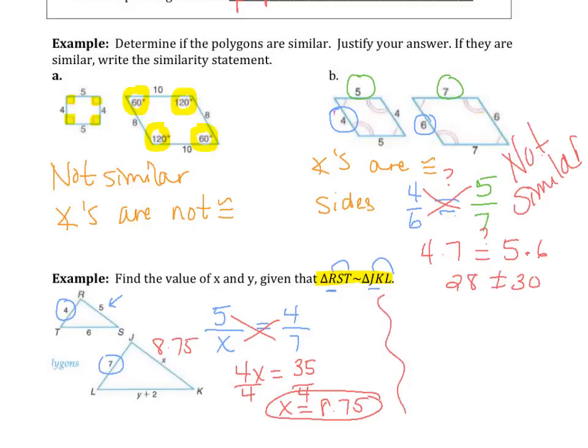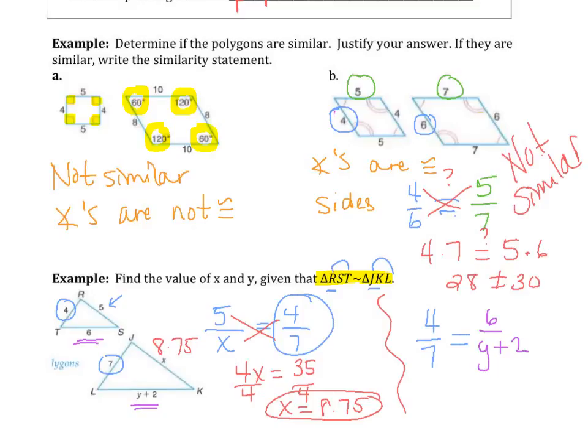All right, then solving for y, I'm going to go ahead and use this same proportion that we knew worked for the first setup that we did. So 4 over 7, again it goes from RT corresponds with JL. I'm going to set that equal to, the side that we haven't used here is TS and LK. So again, since I used 4 first in the first proportion, I need to use that 6 first in that second proportion over y plus 2.